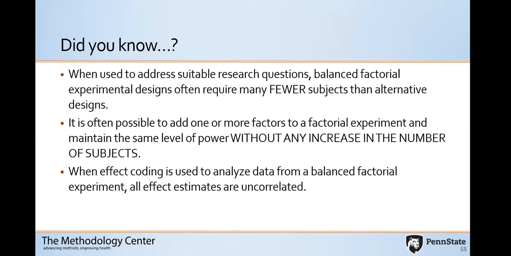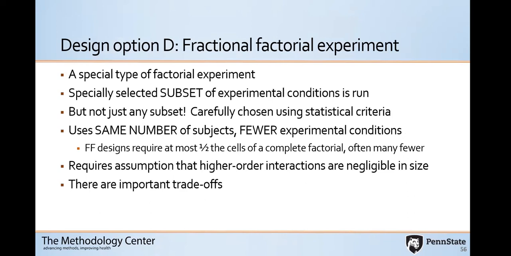So when effect coding is used, all effect estimates are uncorrelated. That has some important advantages. Now there's another design option that I did not show you previously. I'm going to call it design option D. It's a fractional factorial experiment. We don't have much time to get into this, but I wanted to mention it because it actually is the experimental design that was selected in the smoking cessation study that I'm using as an example.